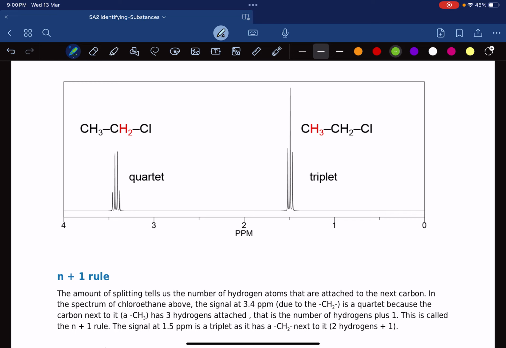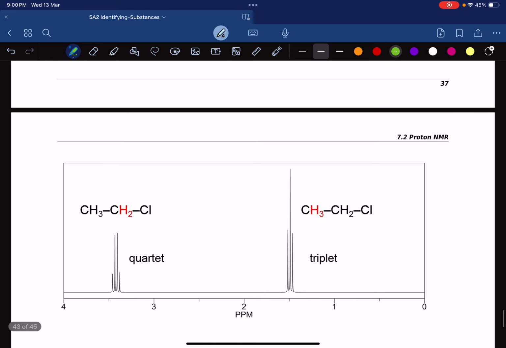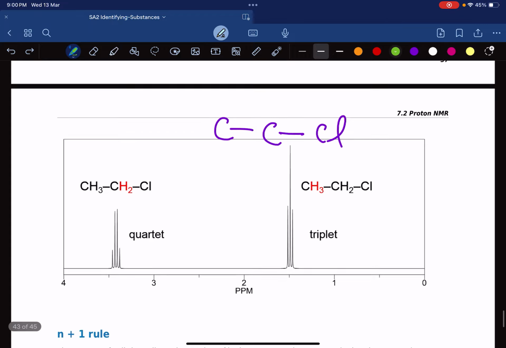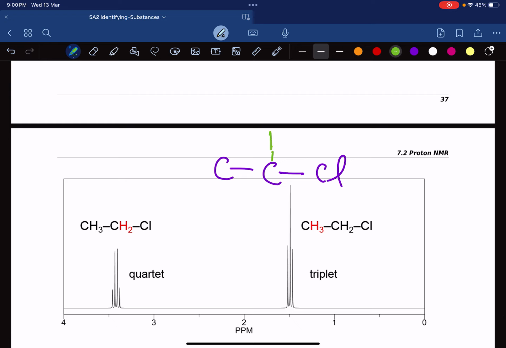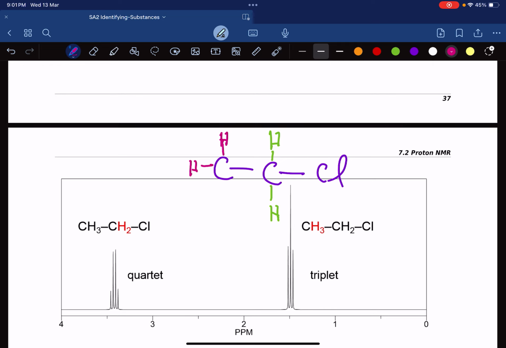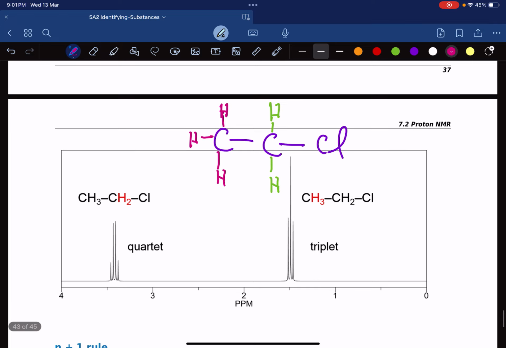In this case, we are taking chloromethane. So if we look at chloromethane, let's say we draw it out like this. This is the chlorine, let's say the purple. Let's say these are the green hydrogens, and these are the pink hydrogens. The signal which is produced by the pink hydrogens is split by the green hydrogens.